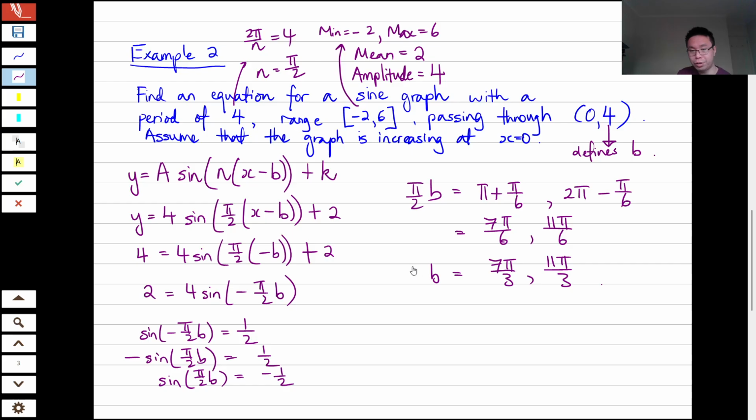Oh, sorry, pi on 2 times b. And so I can actually, if I divide by pi, that goes away. That looks better.